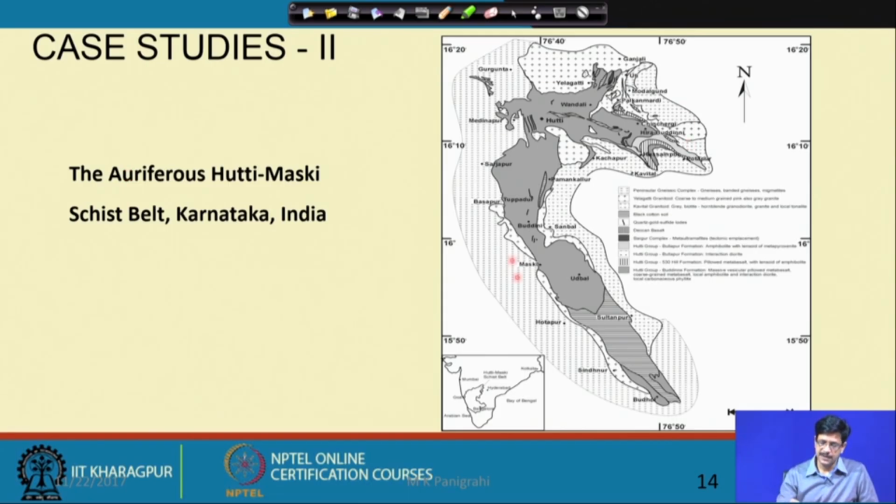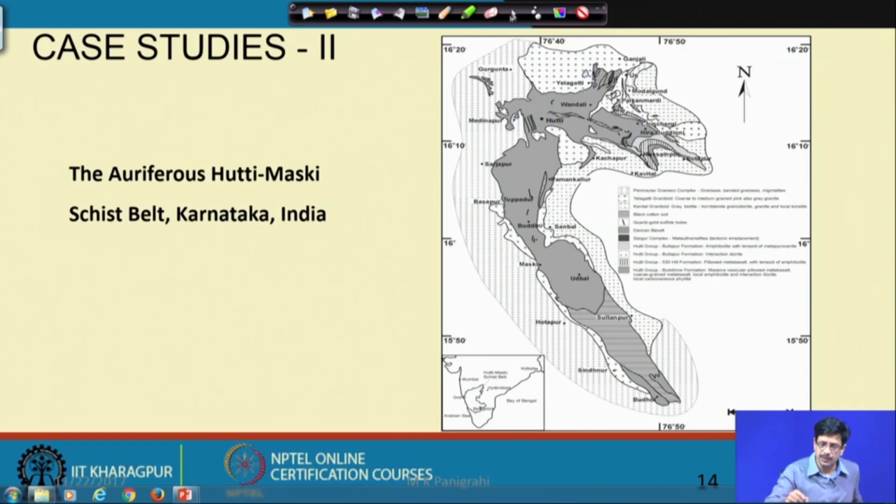This map of the Hattimaski schist belt was shown earlier, and these are the presently productive areas like Hatti, Hirabudni and Uti, and the other ones, with the small bodies over here, are still the prospects. This is the entire Hattimaski schist belt, which is one of the schist belts occurring in the Dharwar Craton, like many other auriferous schist belts. The situation is that in this entire schist belt there are only very few working mines, or the presence of the ore body is known so far.